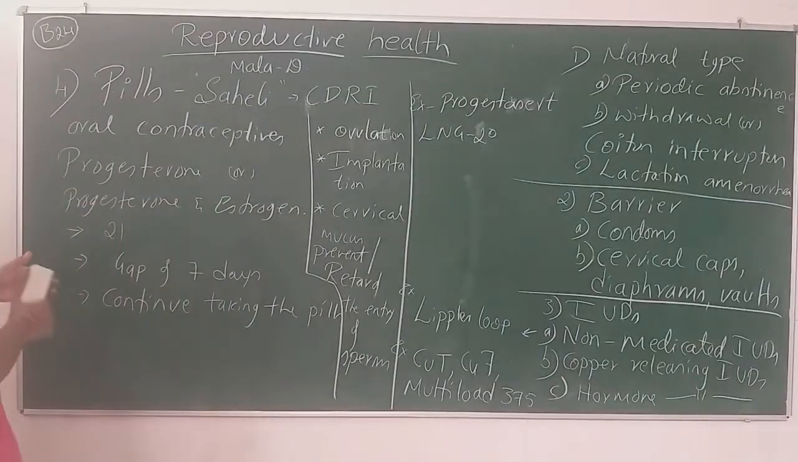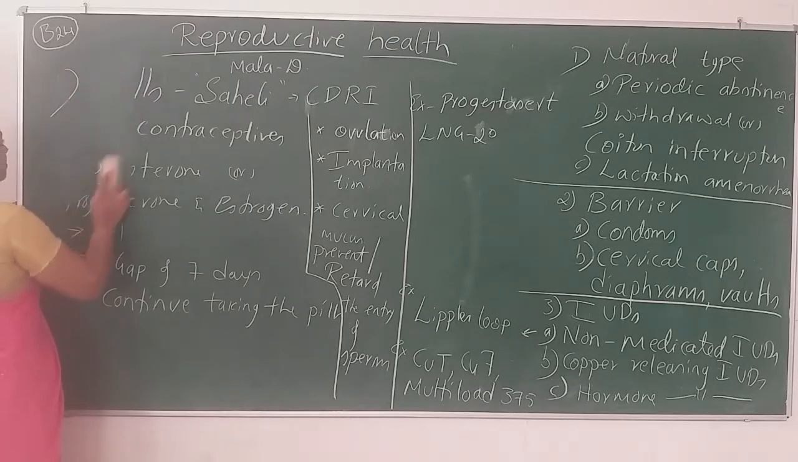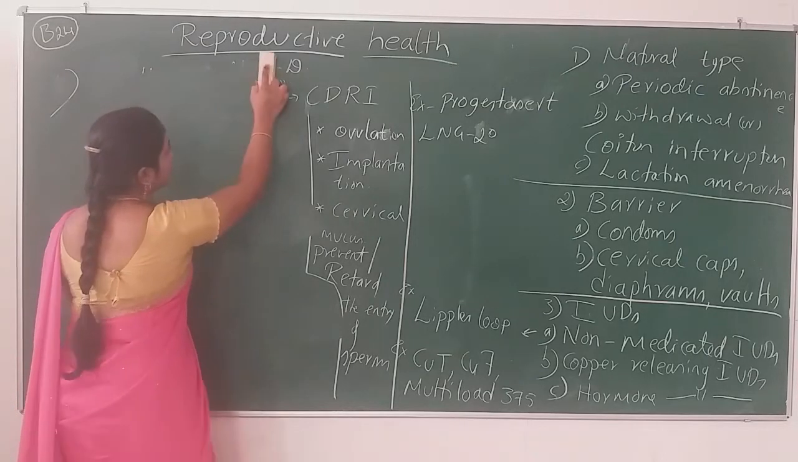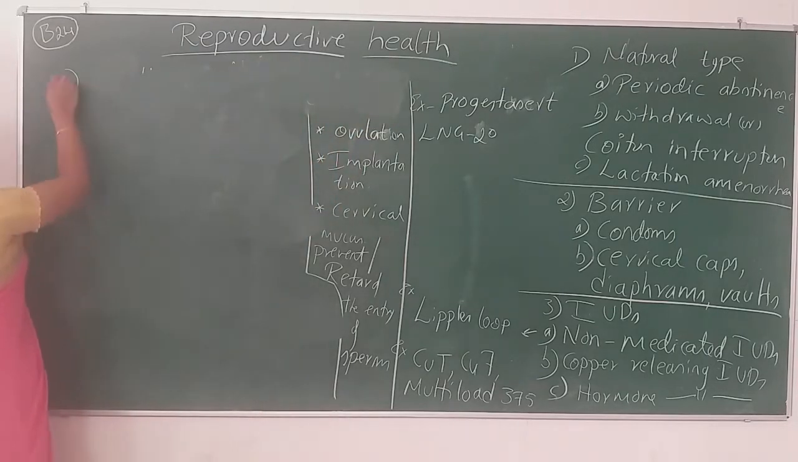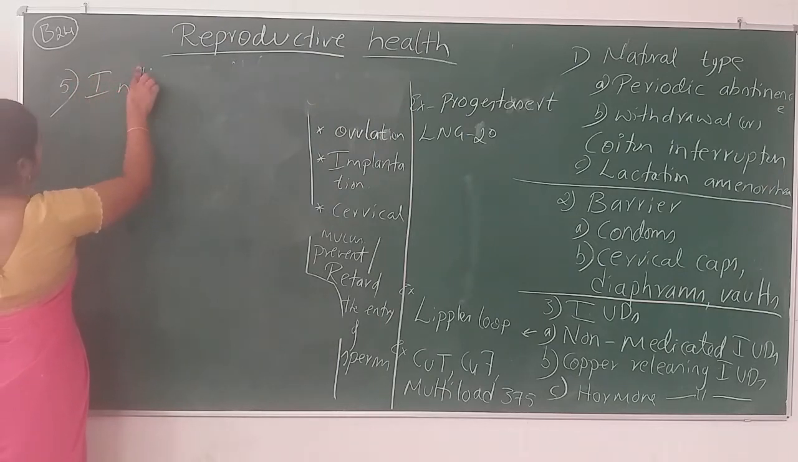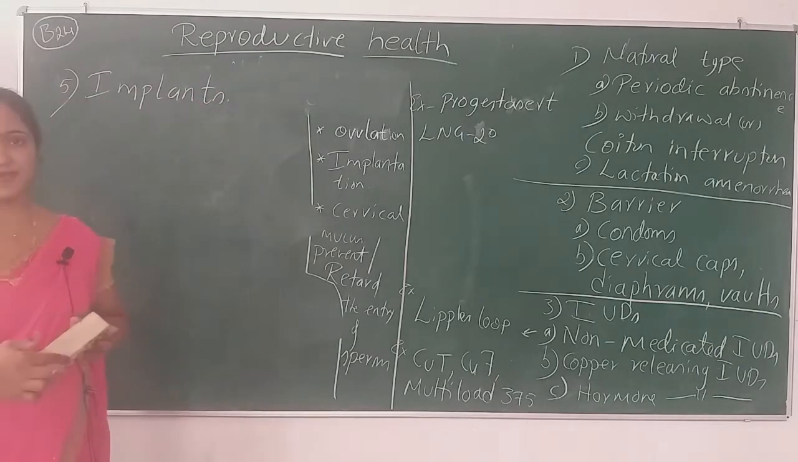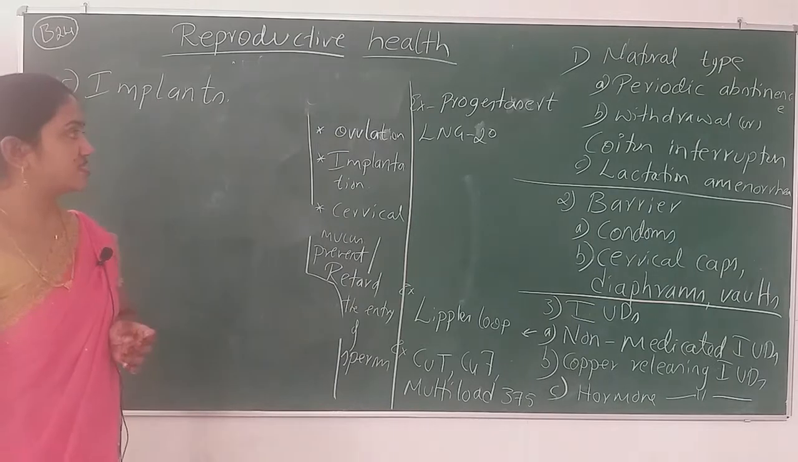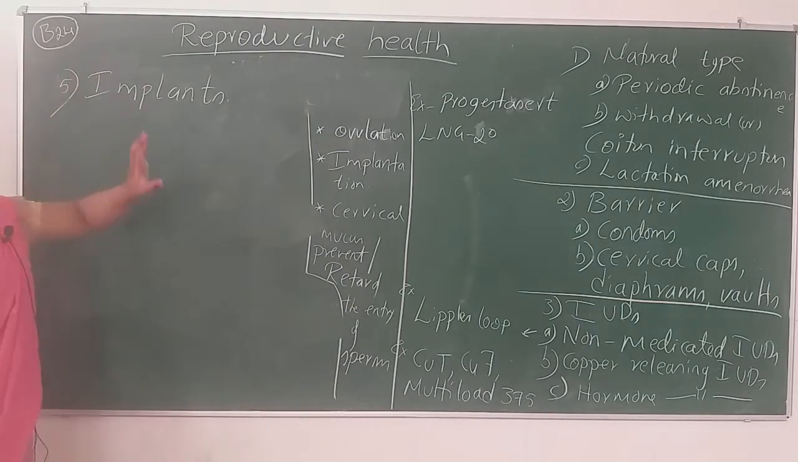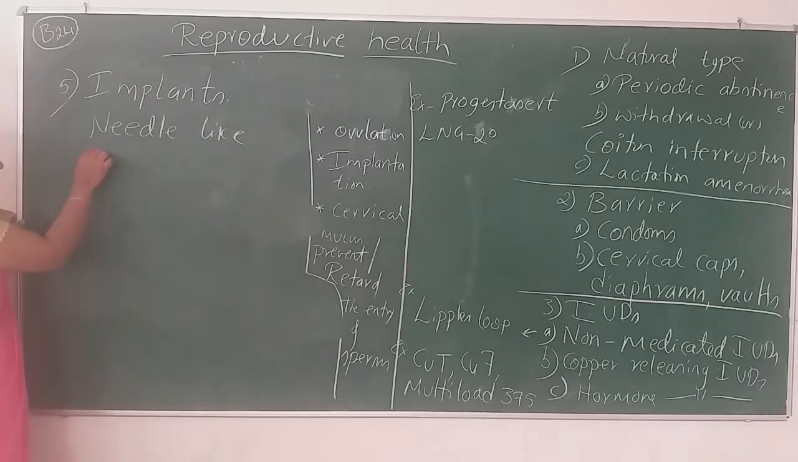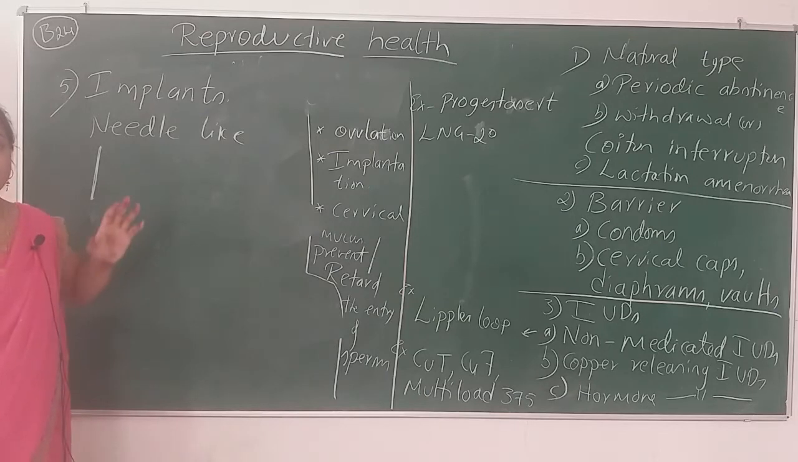And we'll move on to the next type of contraceptive, that is the fifth one. The name is implants. Implants are a type of contraceptive. Don't get confused with implantation. The implants are needle-like measures, a needle-like structure, and it is injected.